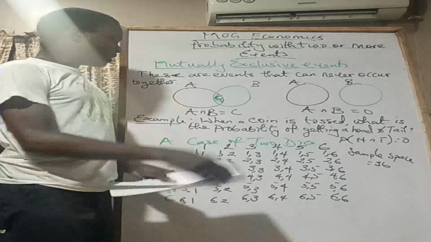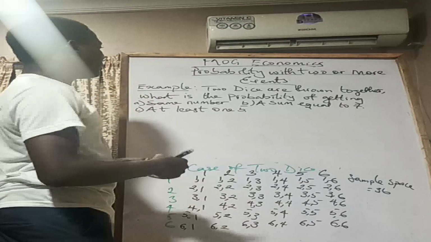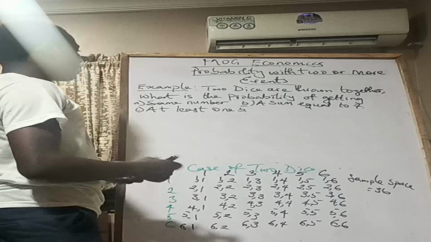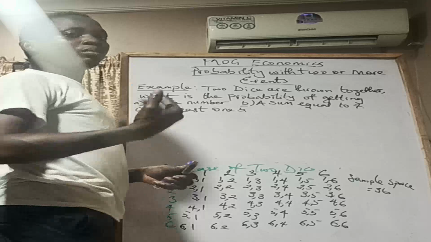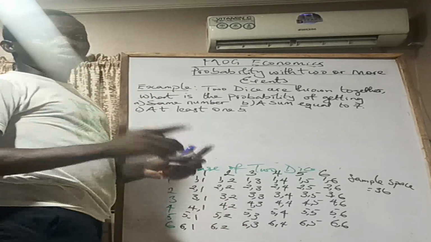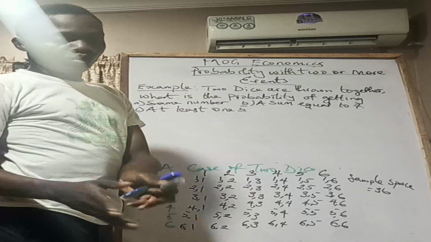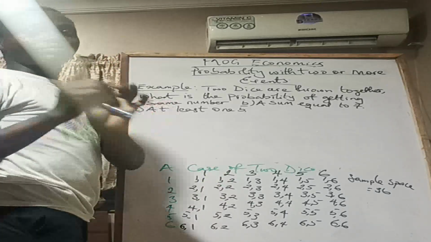Okay, so now let's leave this and solve a couple of questions. Here we have these questions. 2 dice are thrown together. What is the probability of getting A, the same number on both dice? Then B, a sum equal to 7, right? You get a number on the first one, then you get a number on the second one, and when you add the two of them together, they give you 7. And C, at least one 5.